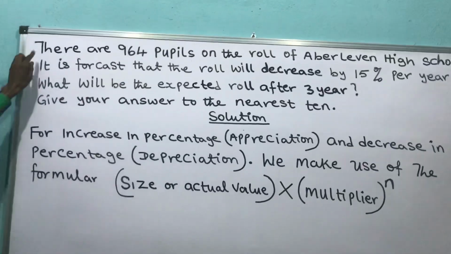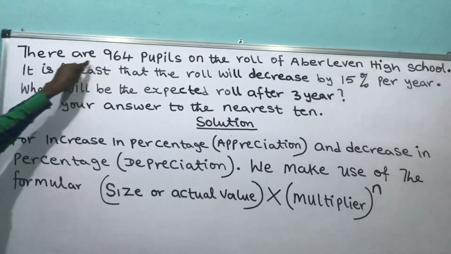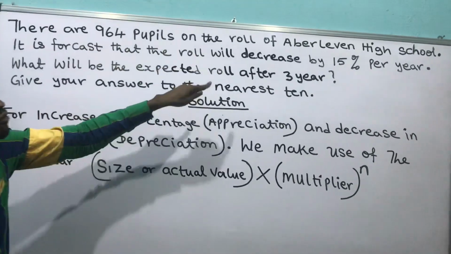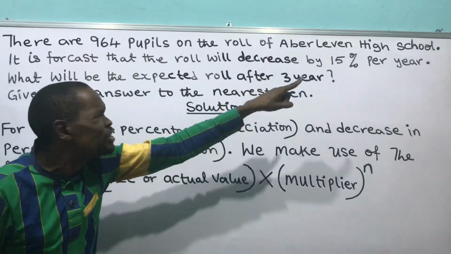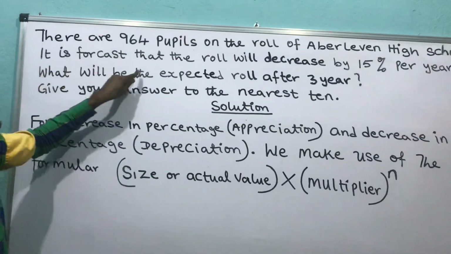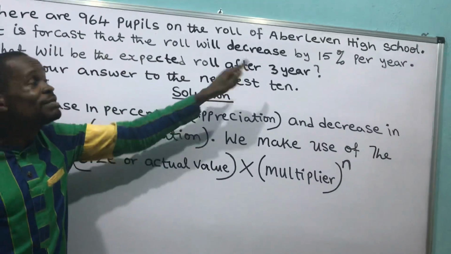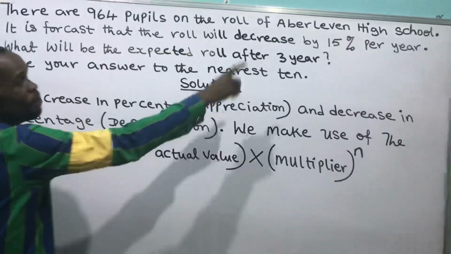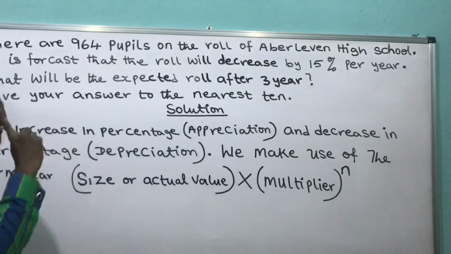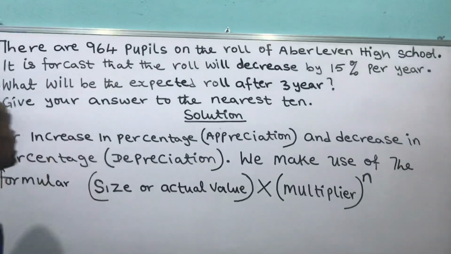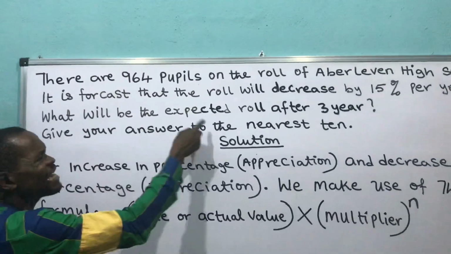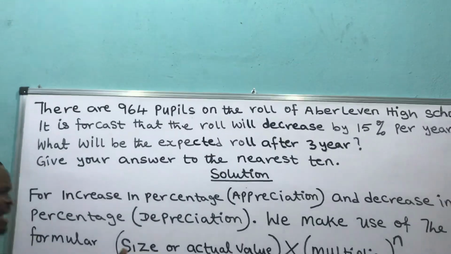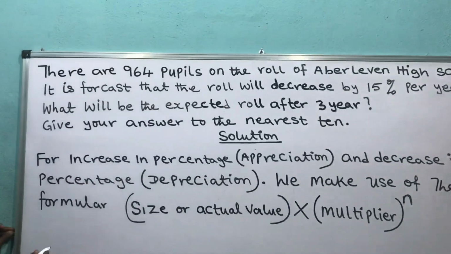This question says there are 964 pupils on the roll of Abeliven High School. It is forecast that the roll will decrease by 15% per year. What will be the expected roll after 3 years? That's the time.